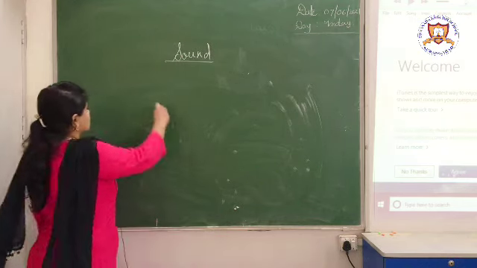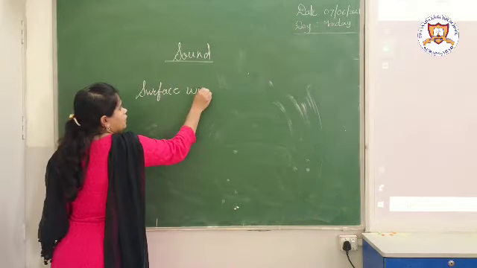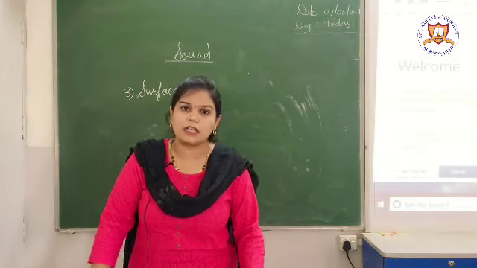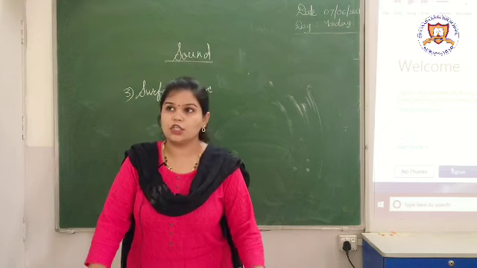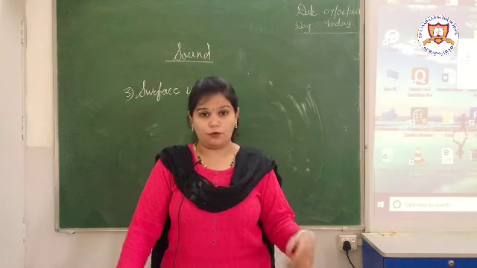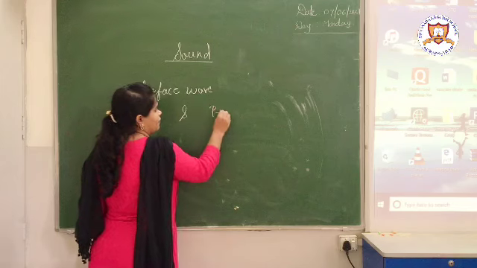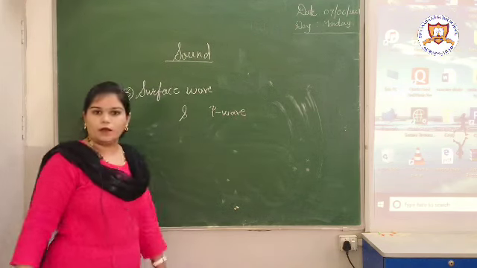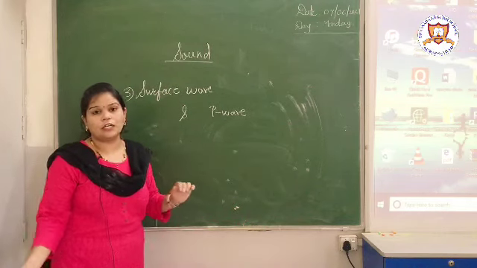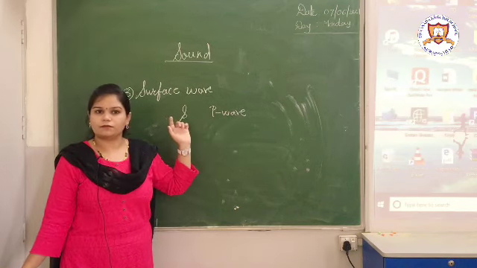The third type is the surface wave. We can say it is a seismic wave. A surface wave is nothing but a seismic wave. It is used to give us information about earthquakes. We can see the surface wave as a seismic wave for earthquake notation, and we can also call this wave a P wave.